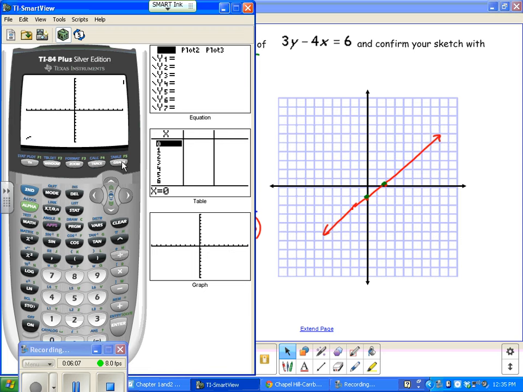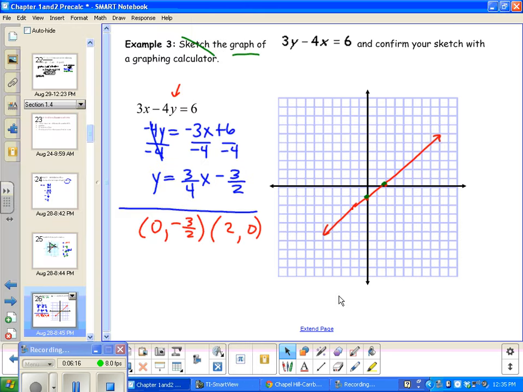Okay, and we're going to graph that. And you see it looks very similar to the graph we have. So we've confirmed it with our calculator. You could also look at the t-table on that and notice that we have the same values.